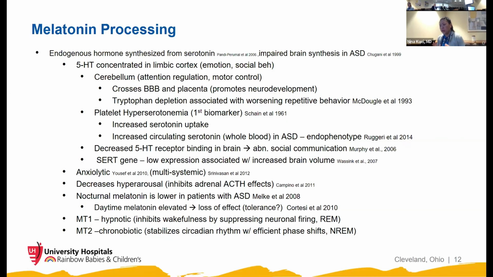And so when they did functional MRIs on patients, again, these are Asperger's patients, low-powered studies, they found that when you look at serotonin receptor binding in the brain, patients with autism have decreased receptor binding for serotonin. And the degree of that was associated with abnormal social communication skills. Another thing, and this is specifically for boys with autism, not females, they for some reason didn't find this association. But the SERT gene, not only is it on platelet membranes, but also in the brain, if you have low expression of this gene, it's associated with increased brain volume.